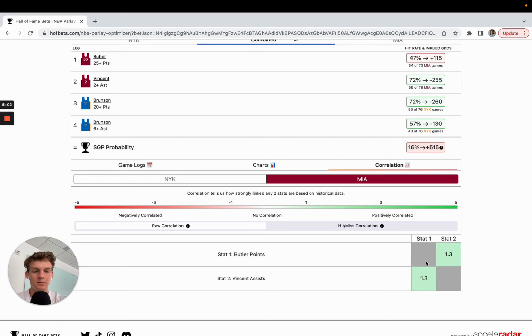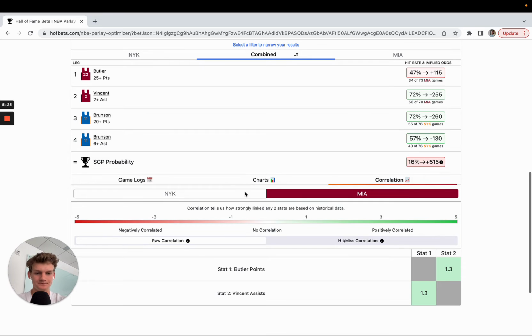And this positive 1.3 correlation would imply that when Butler's scoring the ball a ton, Vince is getting a ton of assists, which we can kind of explain in basketball terms in the sense that if Butler's scoring the ball, there's a higher chance that Vincent's dishing the ball to him, getting him assists. So it's nice to see some positive correlation here. And then hit or miss will usually be the same, but not always true. And so we're getting an idea for leg correlation for the Heat.